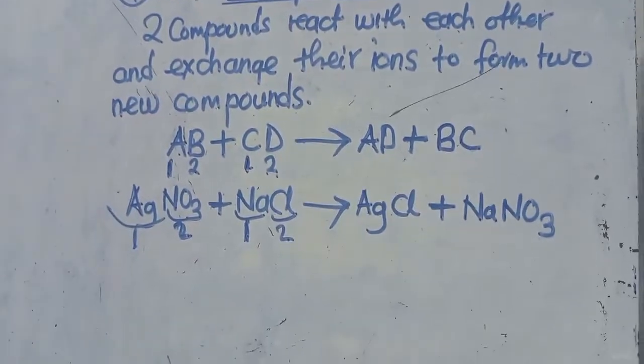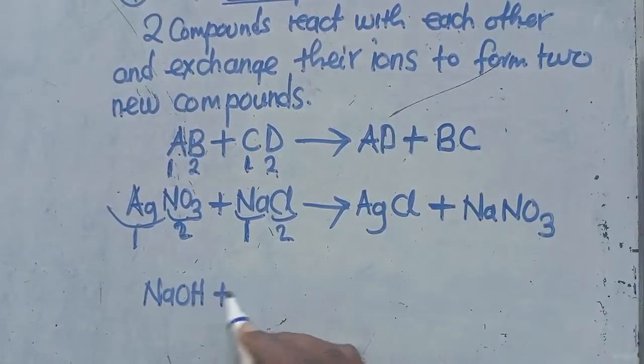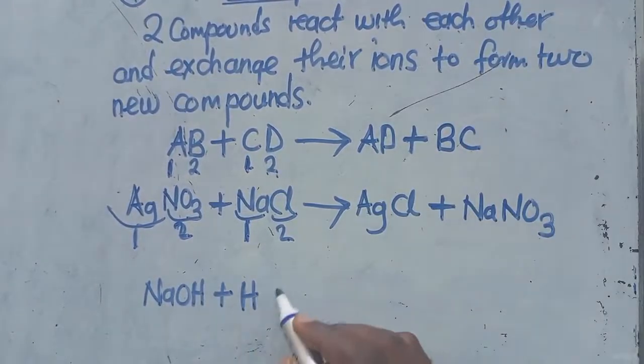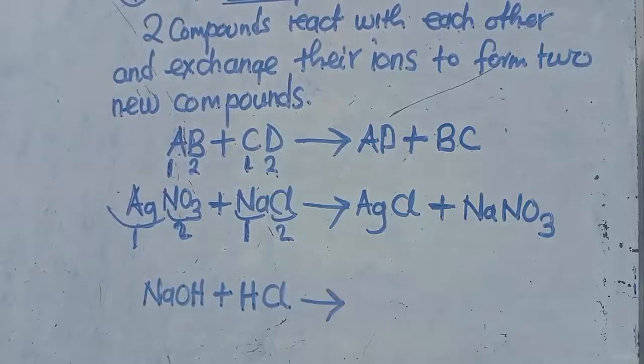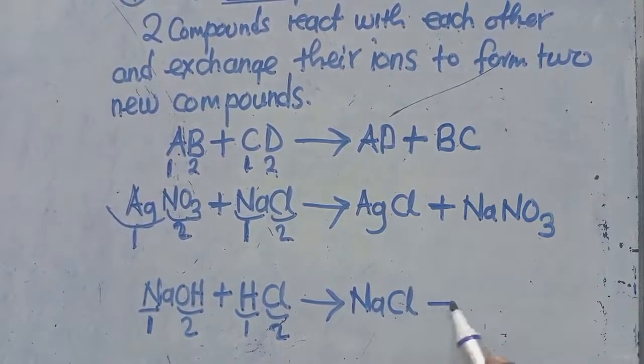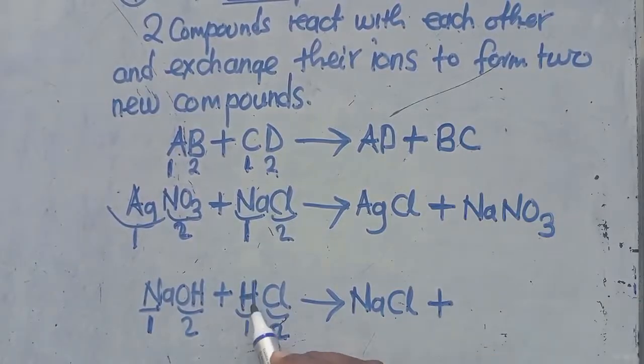So in a case where we've got, let's say, sodium hydroxide reacting with hydrochloric acid, what are we going to form here? You cut them. This is 1, this is 2. This is 1, this is 2. This is just a short way of knowing the products without any struggle. So here we've got 1 and 2. So this is sodium chloride. So we are going to form sodium chloride plus, we've got this H reacting with the hydroxide, we form water.